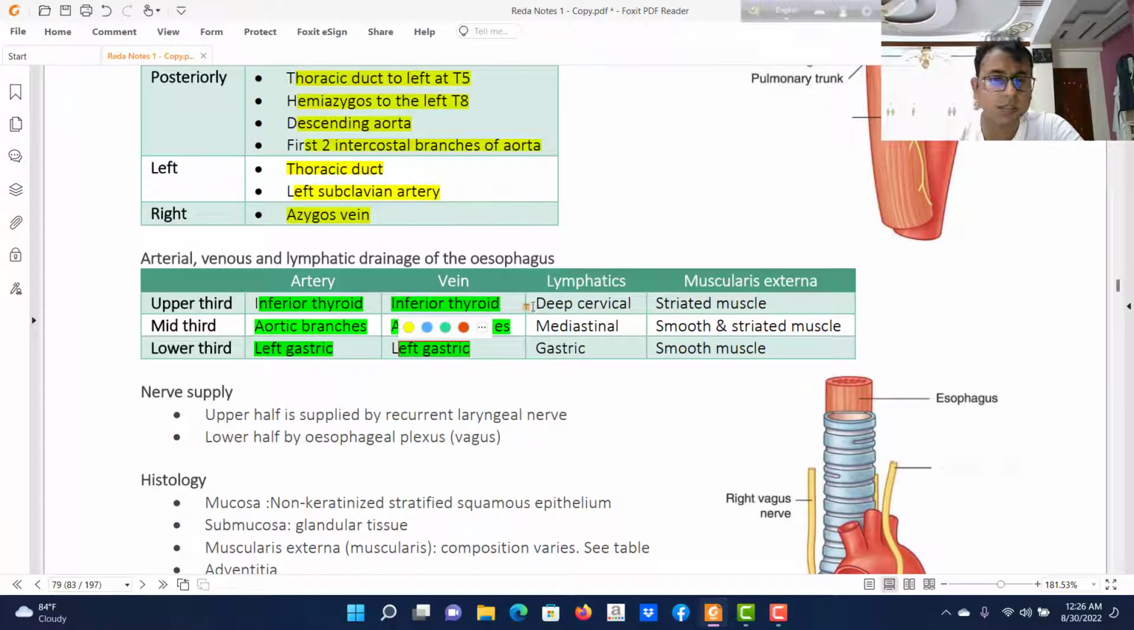Lymphatic drainage is like that. Upper third is nearer the cervical region, so it drains to deep cervical lymph nodes, and middle third is mediastinal lymph nodes, and the lower third is the gastric lymph nodes. And the muscular layer, that is upper part, is voluntary, that is striated muscle, which helps in deglutition, we all know that. And the middle third is smooth and striated, and the lower part is only smooth muscle, which is autonomic.